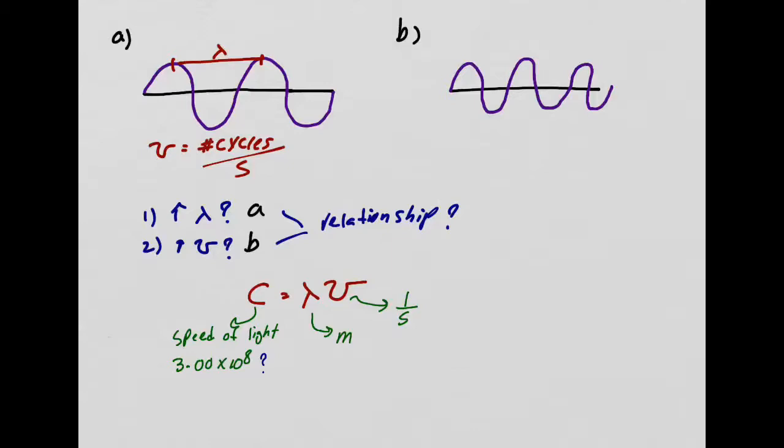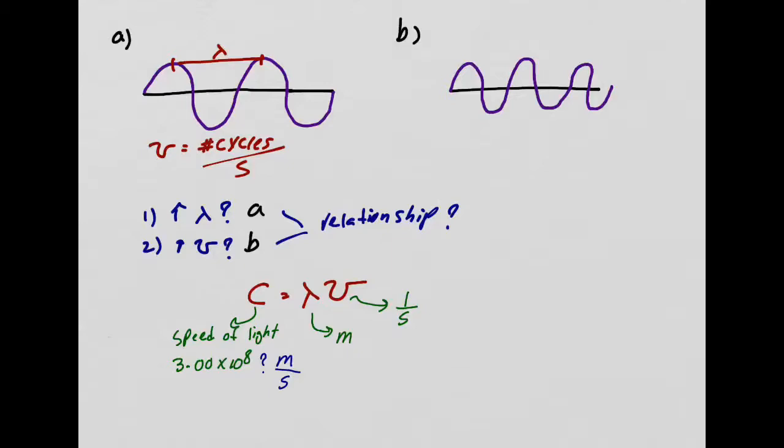Yeah, so if you look at it, here I have meters. Here I have meters times 1/second. And this has to equal this side, right? So the unit for speed of light would be meters per second. Meters per second.